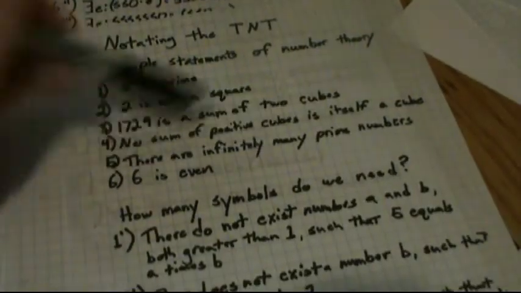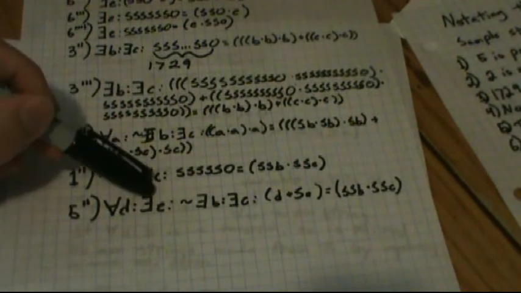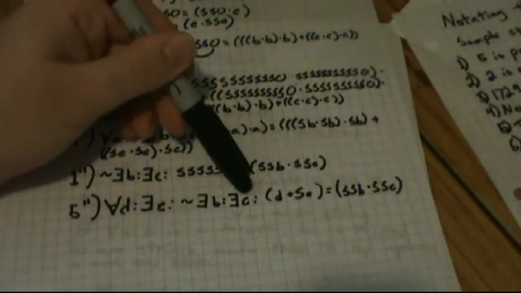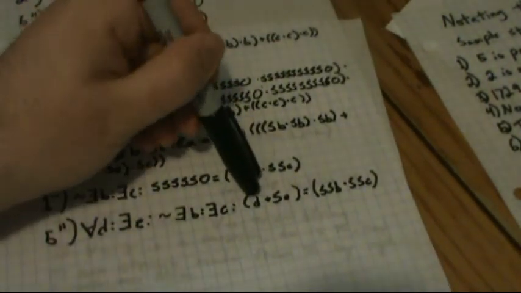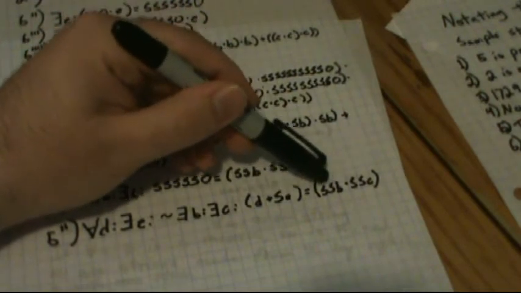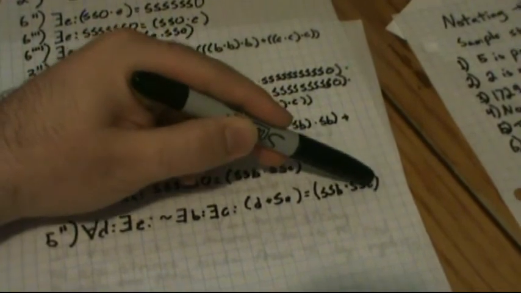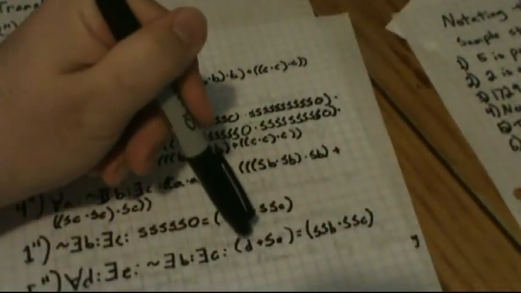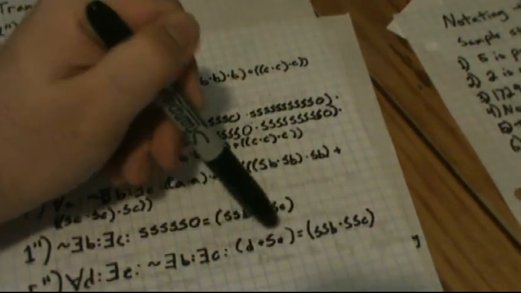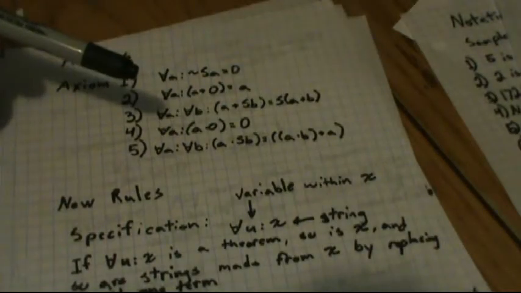There are infinitely many prime numbers. For all values d, there exists a value e, but there do not exist b or c such that d plus the successor of e equals b, when b is at least 2, times c, when c is at least 2. So that means that there is a prime number that is larger than d because we're adding something non-zero to it. So far we've had success.